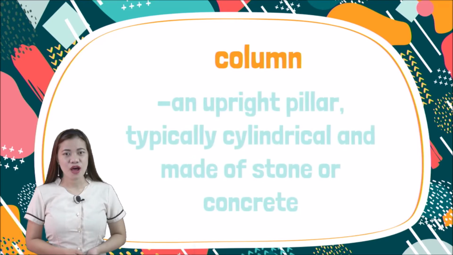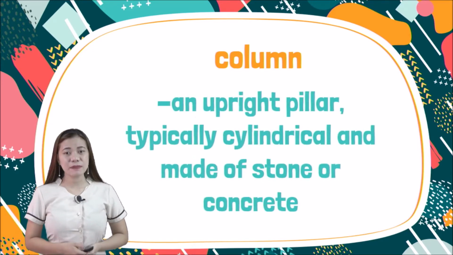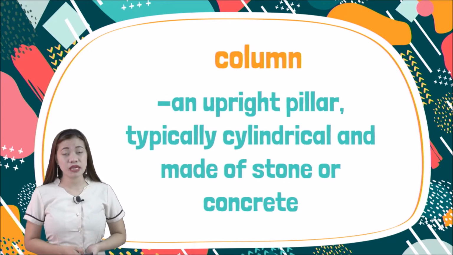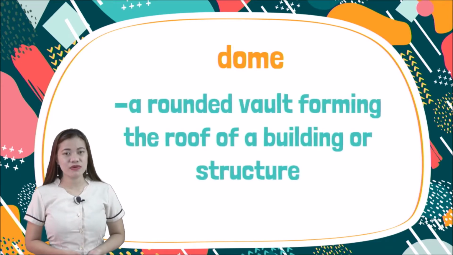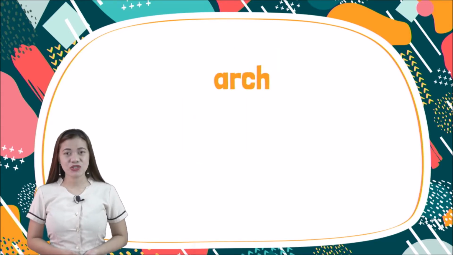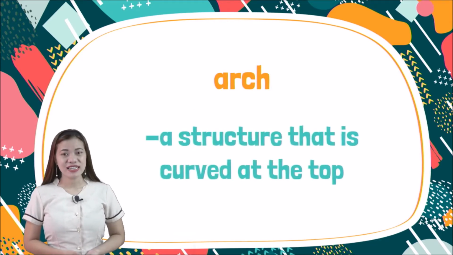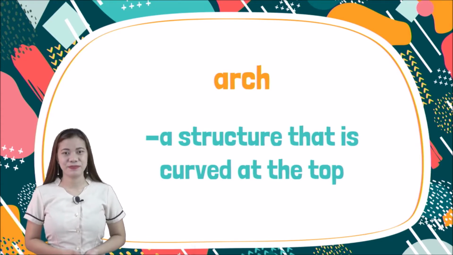Next, column. When we say column, it is an upright pillar, typically cylindrical and made of stone or concrete. Next, dome. When we say dome, it is a rounded vault forming the roof of a building or structure. Next, we have arc. When we say arc, it is a structure that is curved at the top.